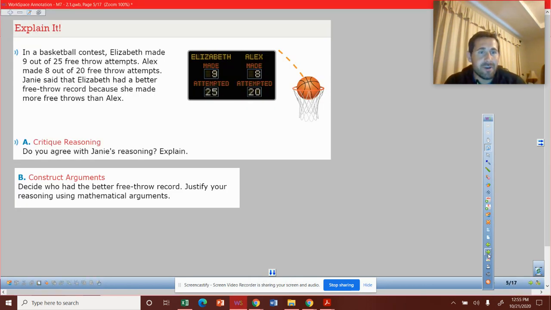In a basketball contest, Elizabeth made 9 out of 25 free throw attempts. Alex made 8 out of 20 free throw attempts. Janie said that Elizabeth had a better free throw record because she made more free throws than Alex. Do you agree with Janie's reasoning? And then part B, decide who had the better free throw record. Justify your reasoning using mathematical arguments.